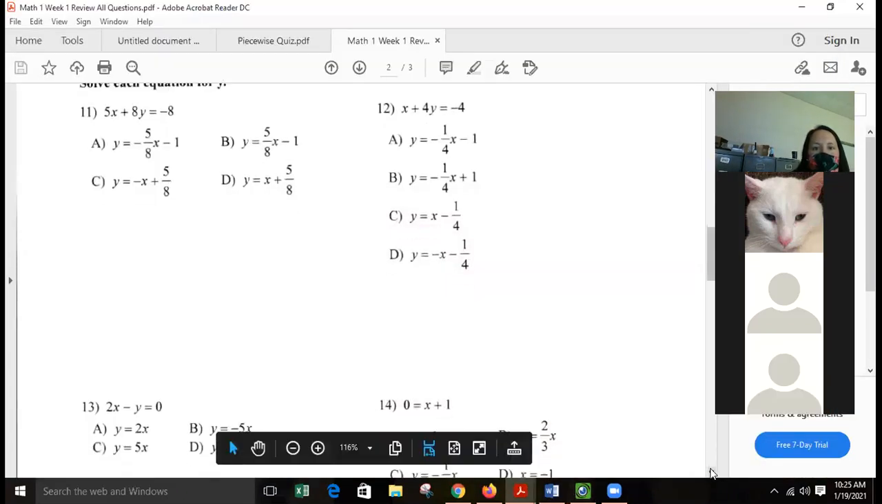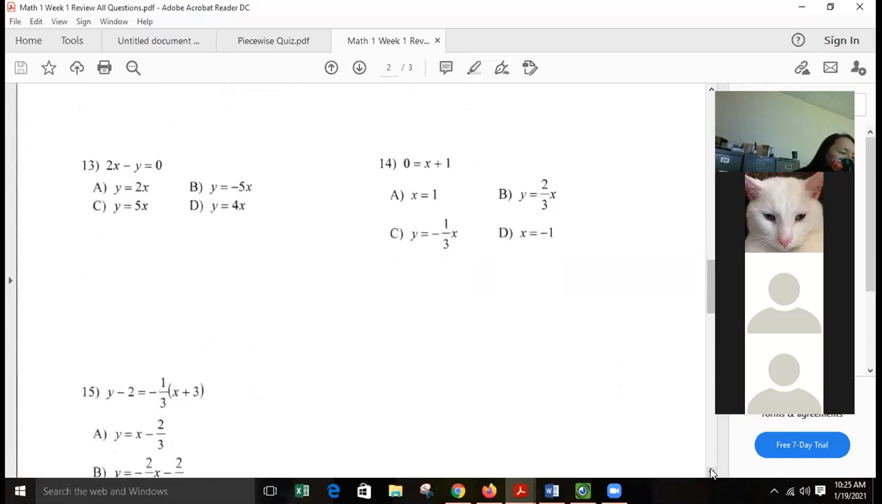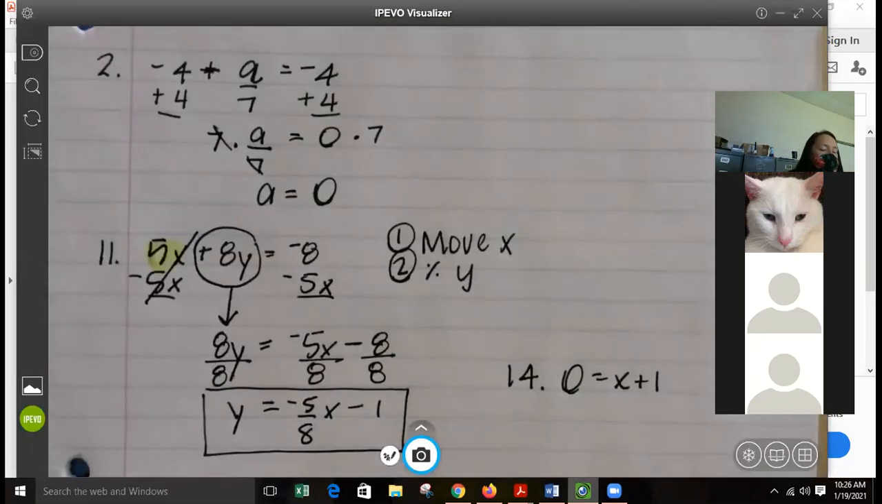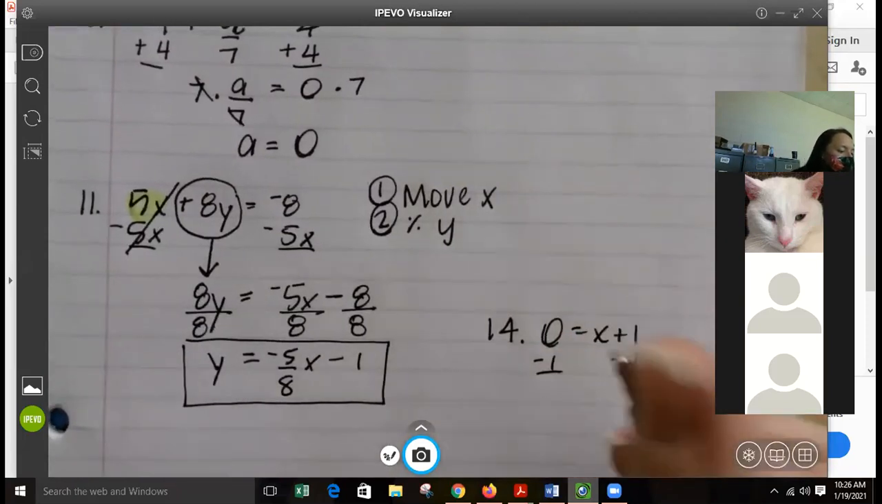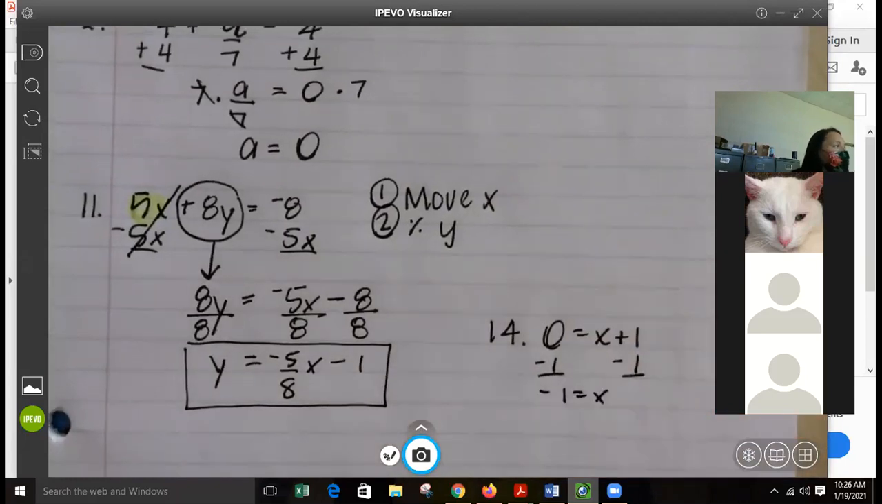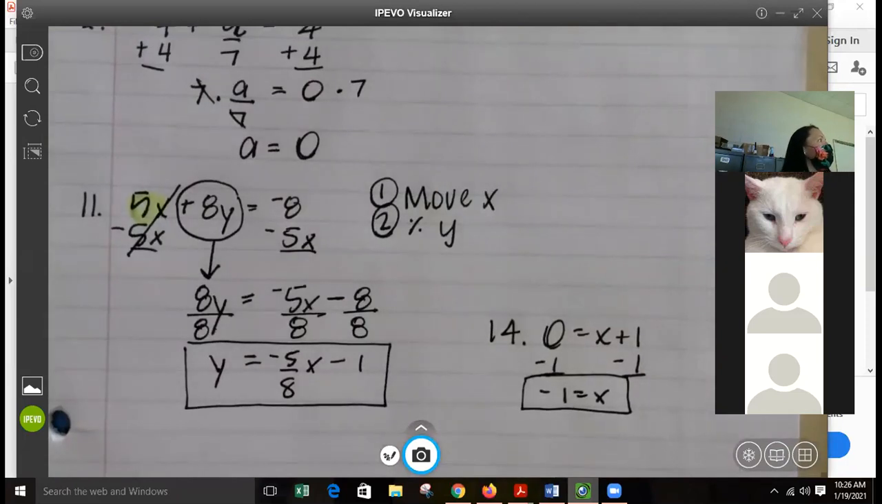Let me look at your next one. I'll pull that back up in just a minute. Let's look at 14. It says solve for y, but this one doesn't have a y. So all you're going to do is solve for x. Solve for x. So how do I get x by itself? Minus 1. What's 0 minus 1? Negative 1. That's your final answer. That's all you do. So don't stress out if there's not a y, just solve for the single variable that's there. Okay.